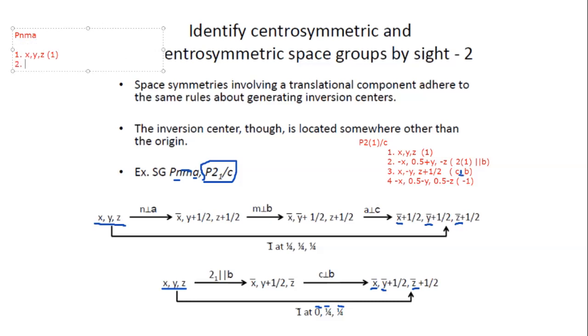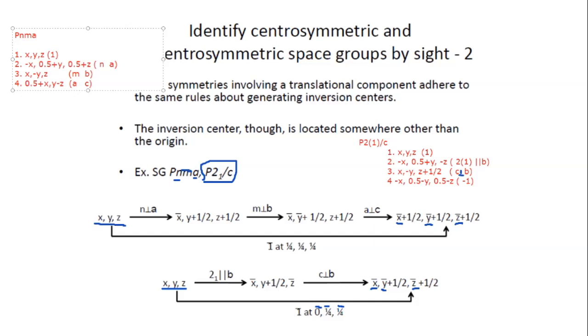Second operator, we have an n-glide perpendicular to a: negative x, 0.5 plus y, 0.5 plus z. So this is an n-glide perpendicular to a. Third, we have a mirror plane perpendicular to b: x, negative y, z. So this is a mirror plane perpendicular to b. And then we have an a-glide perpendicular to c: 0.5 plus x, y, negative z. And this is an a-glide perpendicular to c.